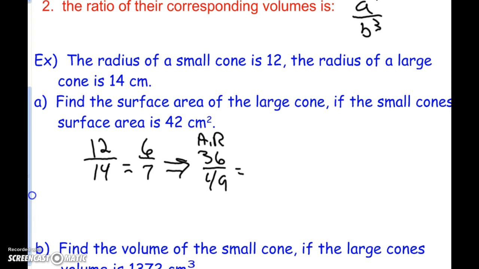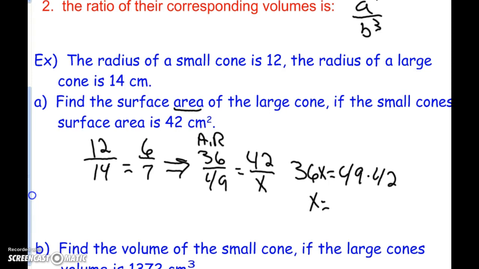We'll use that to solve our problem. Find the surface area of the large cone if the small cone's surface area is 42. The small cone's surface area is 42, so we put 42 up top. That's where our small cone is. X on the bottom. And we cross multiply and then solve this. For sake of time, I'm going to leave all the mathematics up to you. So 49 times 42 divided by 36 would be our answer.